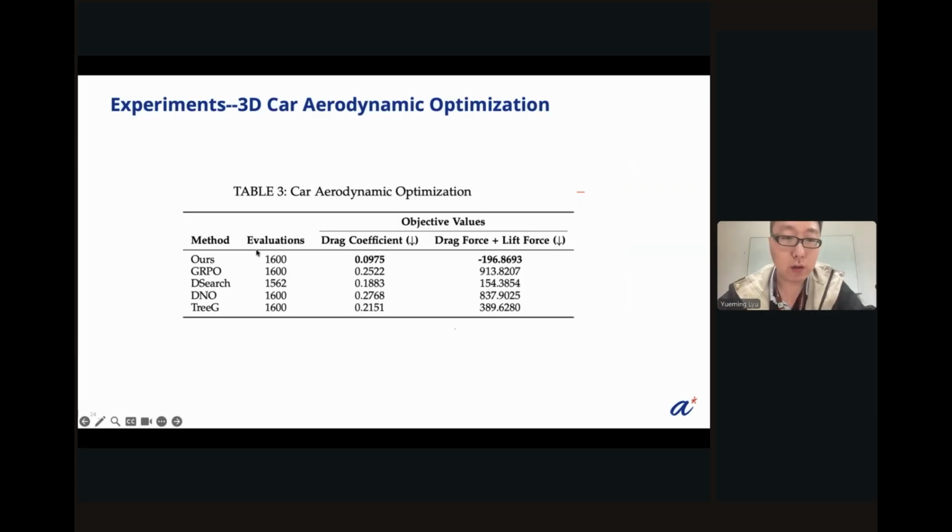Okay, now we test our algorithm on the 3D car generation task. We use the drag coefficient as the black box score. Here is the comparison with baselines. The first one is ours. Our method can achieve a smaller drag coefficient, also a smaller drag force plus lift force, compared with baselines.